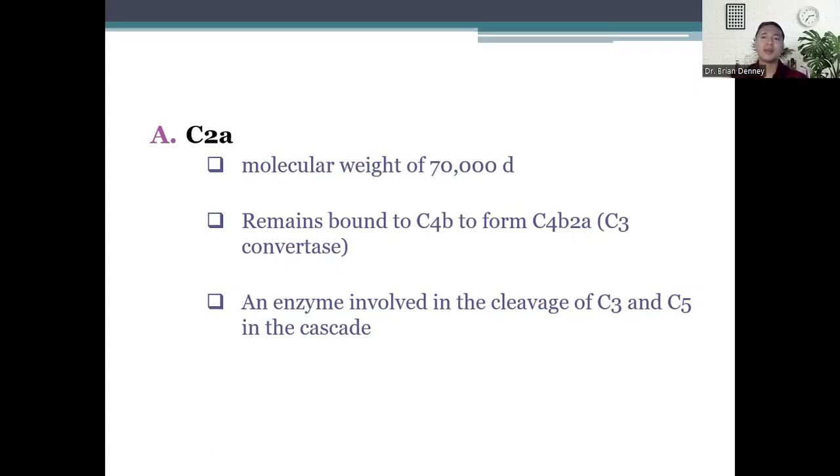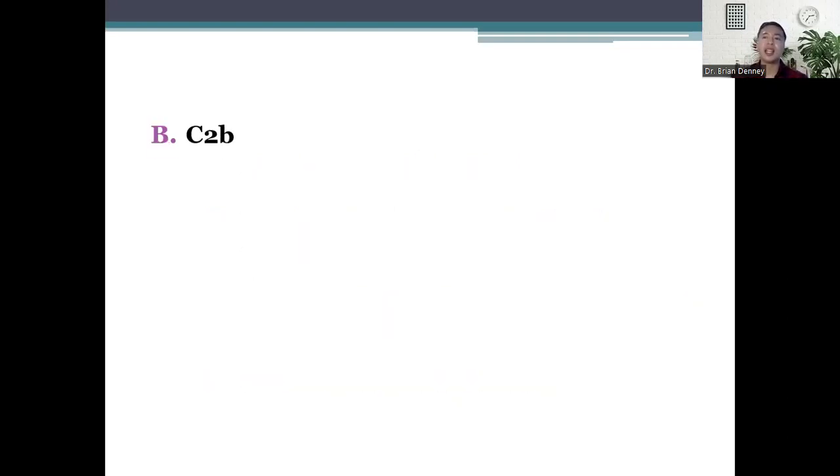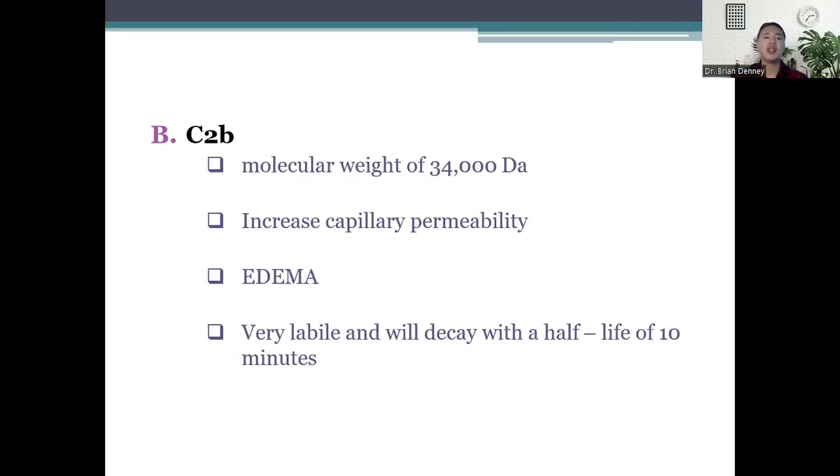Right. So let's move on to C2b. Again, I mentioned this is the smaller fragment, and so it does not participate in the cleavage. And being the smaller fragment, it is actually a byproduct of your complement activation. Your C2b also increases capillary permeability, thus causing edema. And this is very labile and will have a half-life of 10 minutes. So what's important here is that your C2b causes increased capillary permeability and edema formation.